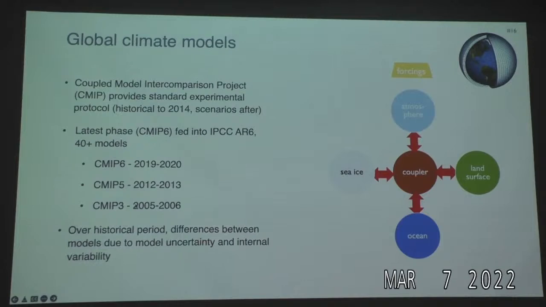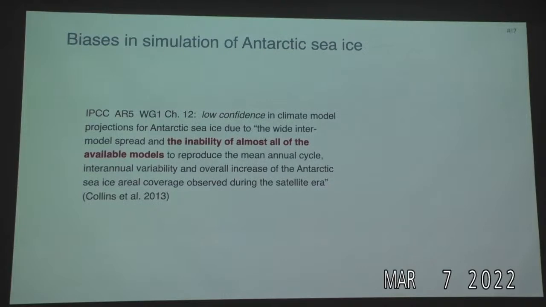I don't want to be negative about these coupled climate models. I feel like they are hugely interesting to me. I'm always surprised at how well they do at simulating so many aspects of our climate system when it is so complex. But one area that they've historically struggled with has been the simulation of Antarctic sea ice.